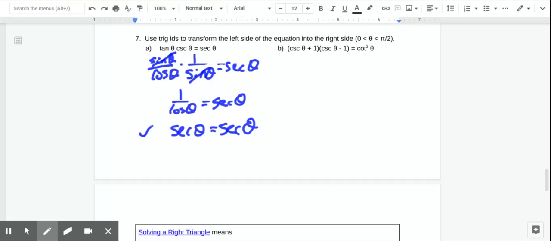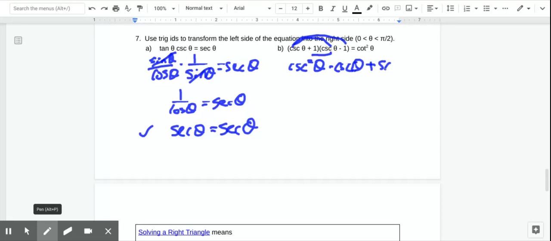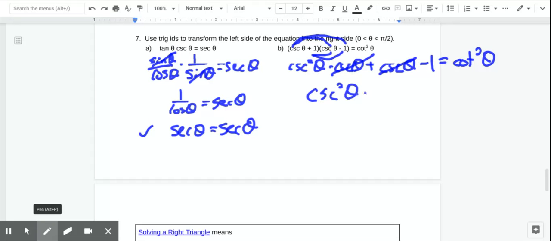So we're not going to do anything with the right side, just the left side. Let's FOIL this, okay? So we get cosecant squared theta minus cosecant. Oh, sorry, that was cosecant, not cosine. Minus cosecant plus cosecant. Oh, my word, it's so hard to write. Minus 1. Those cancel out, so we end up with cosecant squared theta minus 1 equals cotangent squared theta.